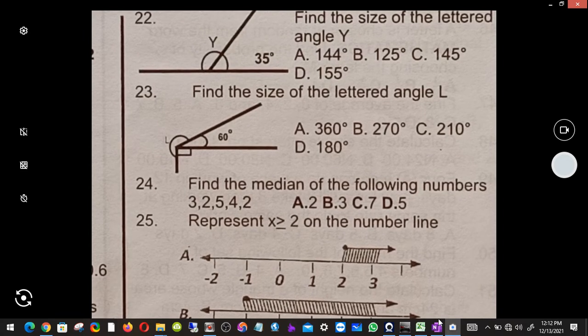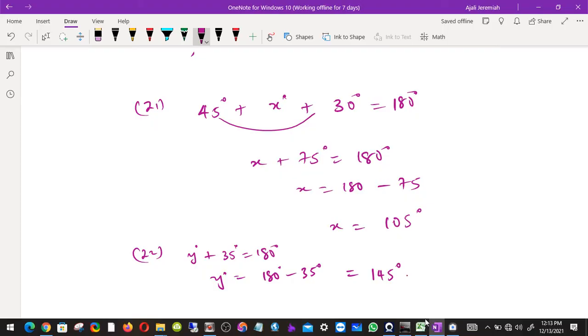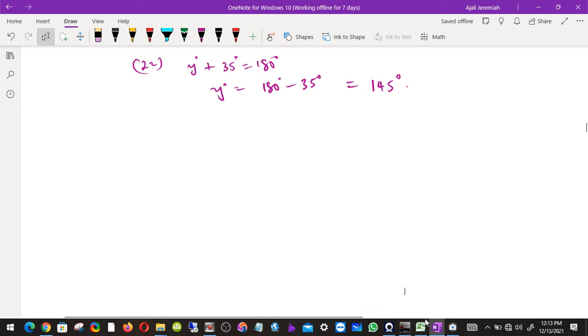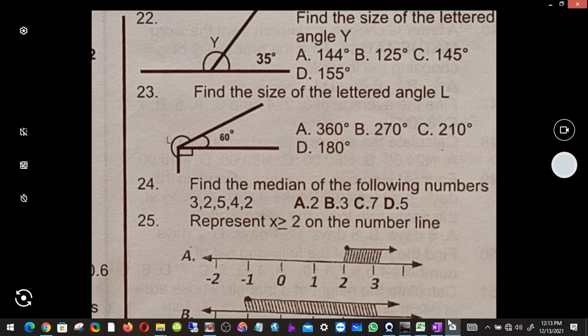Number 23. Find the size of the lettered angle A. If you look at this, this is angle at a point. So 60 plus 90 plus A degrees will give us what? 360 degrees. Okay. Number 23: 60 degrees plus 90 degrees plus what is equal to 360. That gives us 150 degrees, and 360 minus 150 is 210 degrees. Okay. And that's what option?